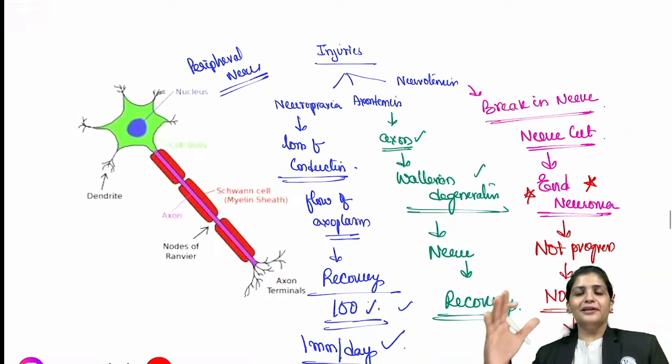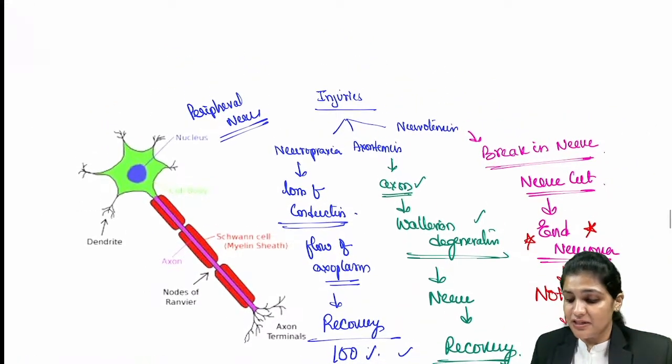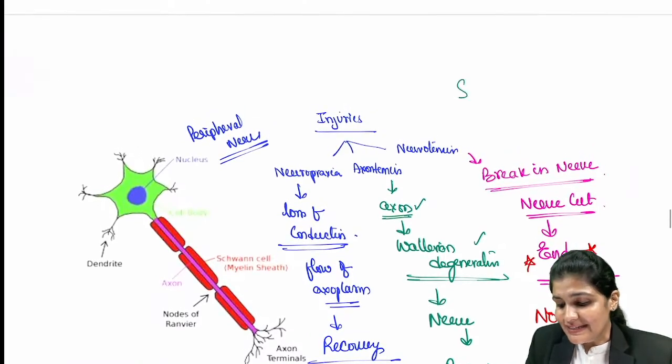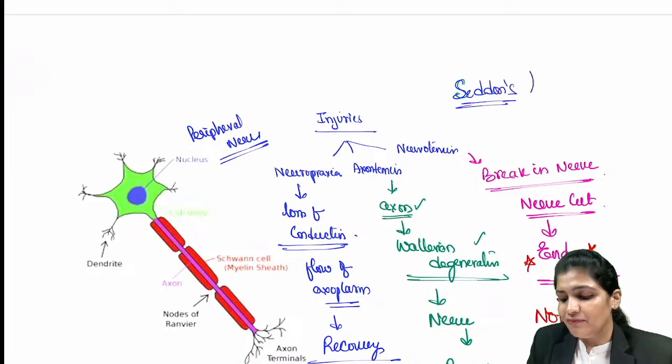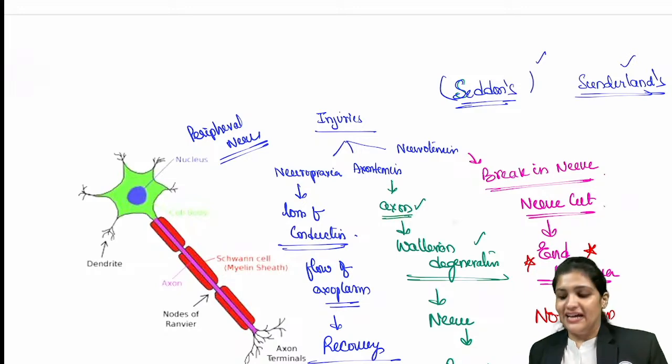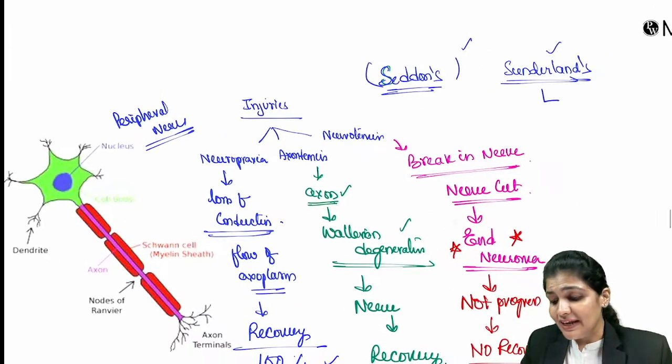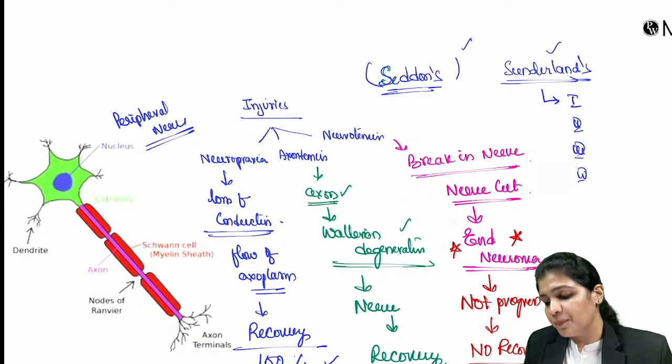So you have to remember there are three important injuries, and this is called the Seddon's classification. Why have I named it Seddon's? Because there is one more called the Sunderland's classification. This is called the Seddon's classification. In case of Sunderland's, again you will see there are 5 types: 1, 2, 3, 4 and 5.